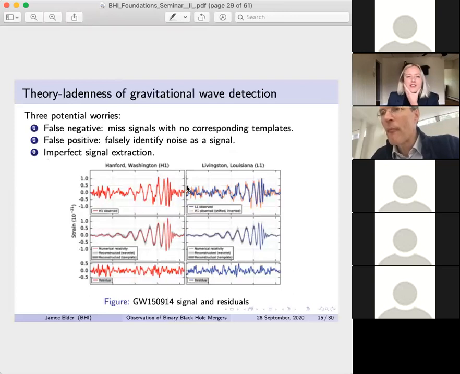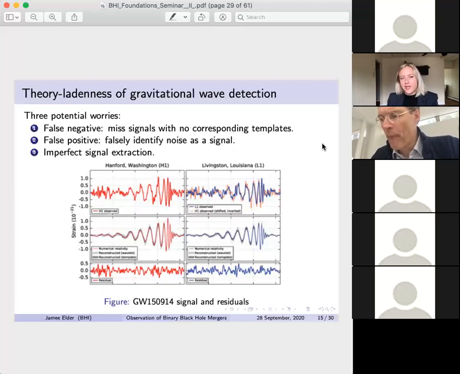Right, so I was saying that there's, of course, this concern about false negatives. I think that at least the bigger concern for LIGO, at least initially, was the possibility of false positives. So I think this is maybe slightly more what you were getting at, Richard. So the possibility of falsely identifying noise as a signal. This, of course, would be a really big problem if it was happening, if you were detecting noise and thinking that it was a gravitational wave signal.